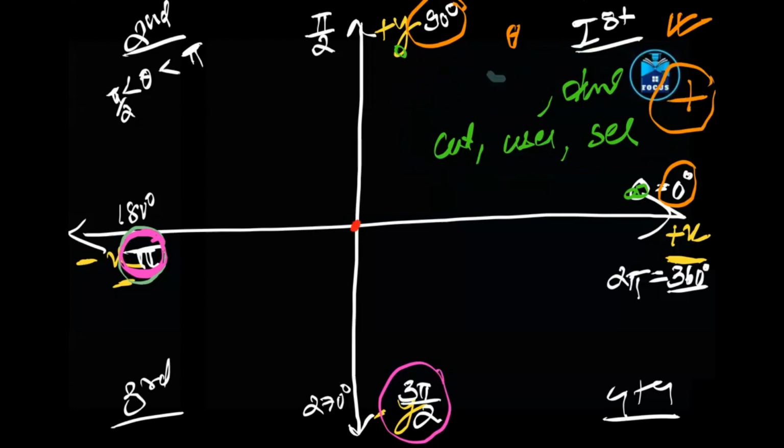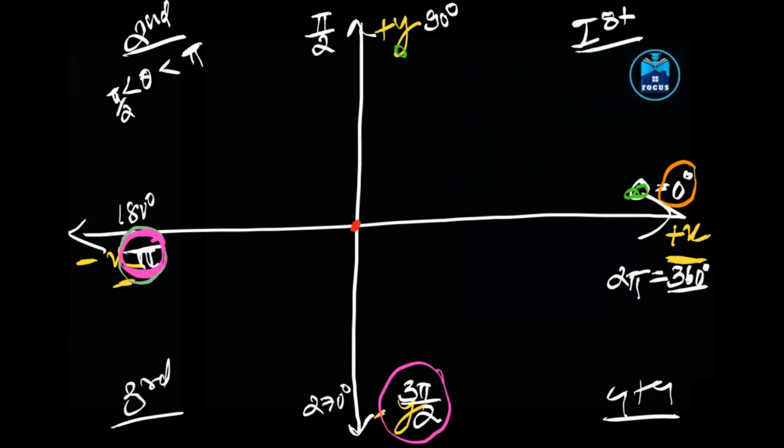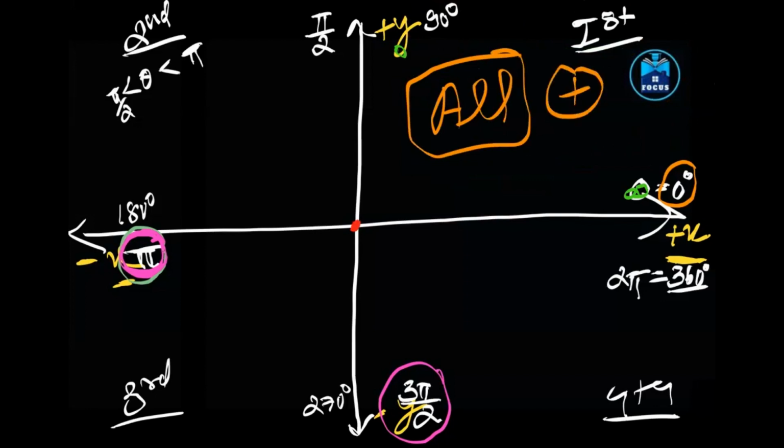So to represent this whole statement in just one attempt, I can simply write over here: all trigonometric functions are positive in the first quadrant. Is this idea clear to you? Yes. Okay. So this is just for the first quadrant. But the same is not true for the second, third, and fourth.